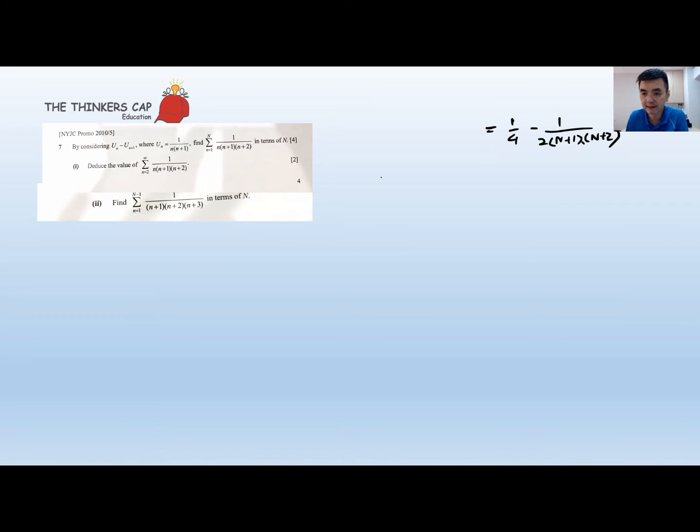Let's take a look at the previous result that we have obtained. The result we have obtained is the summation from n equals 1 all the way to the nth term of 1 over n(n+1)(n+2), and this is the result that we have obtained from the previous lesson.